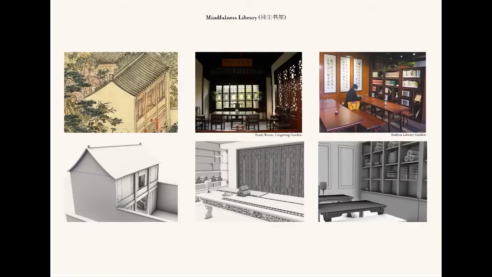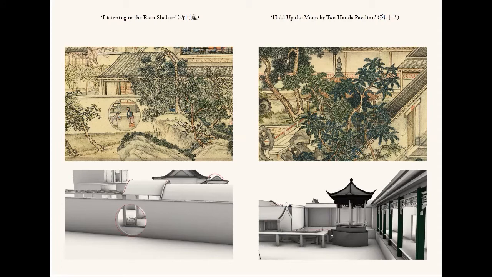For the Mindfulness Library, as there are no descriptions in the historical writing document, and we cannot see the interior from the painting, I looked at similar designs to model the interior. And there are the other 2 key components, Listening to the Rain shelter and Hold Up the Moon by 2 Hands Prevailing.